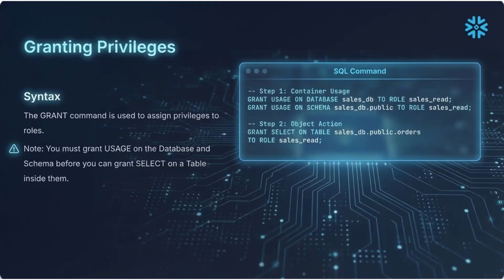That is a standard process. I'll show you that once you go to that. So here I am granting usage on database to role sales rate, and then granting usage on schema to the role, and then granting select on table to the sales rate. So you must grant usage on database and then schema before you can grant select on a table inside them. That is very important.